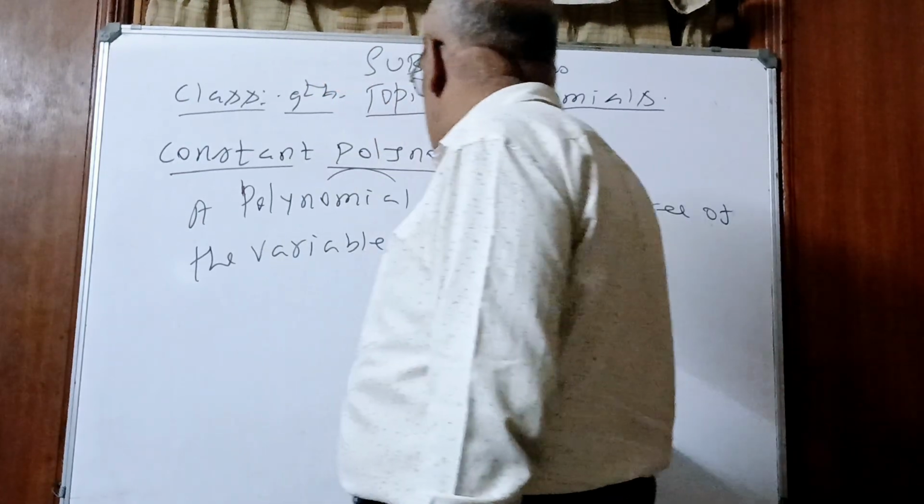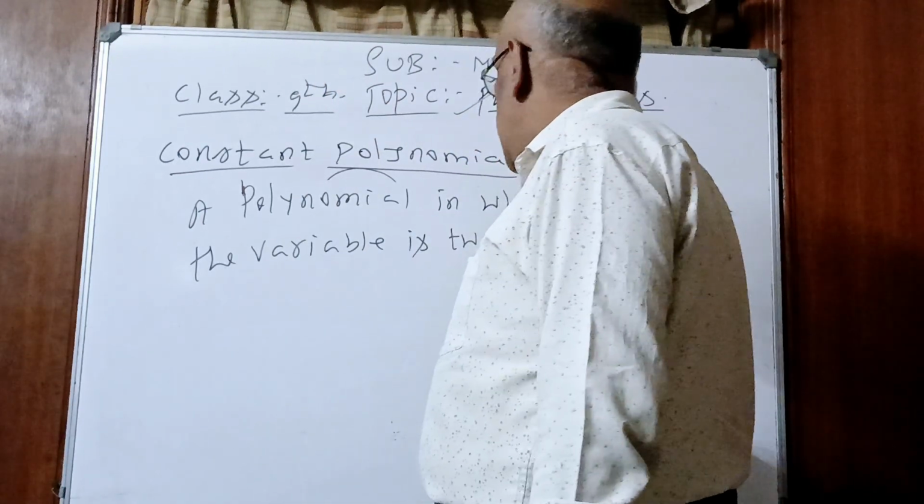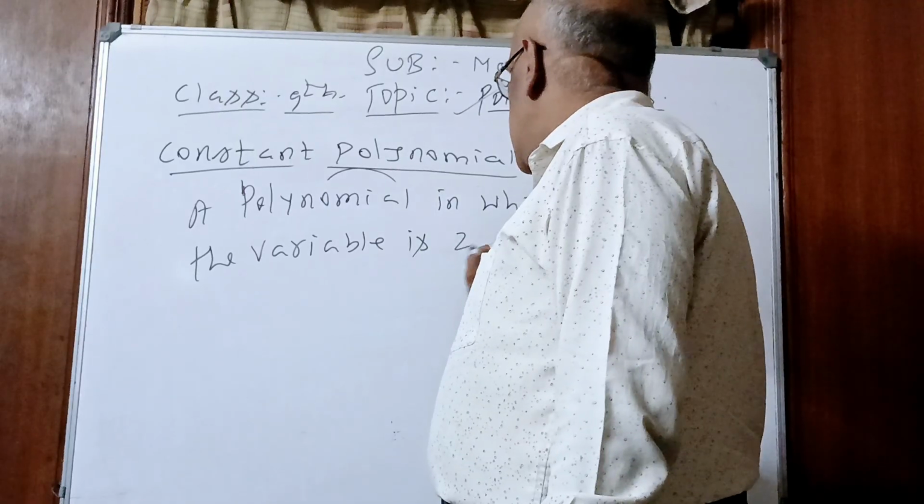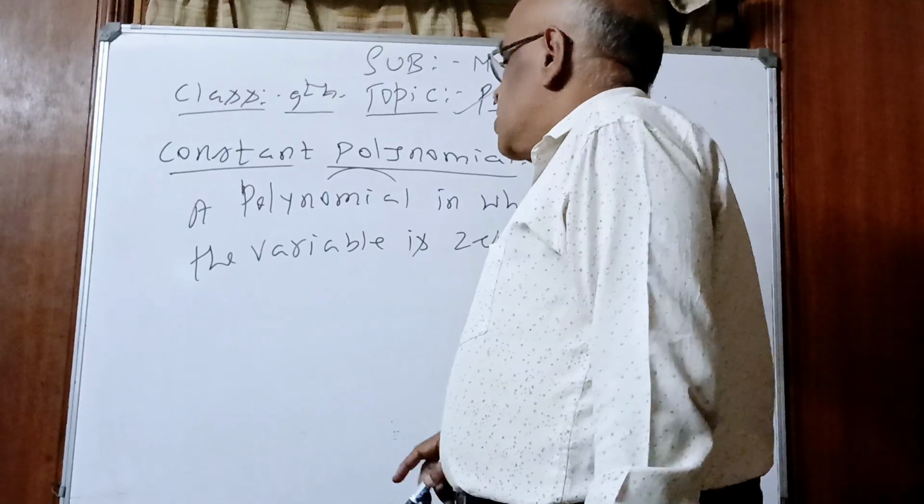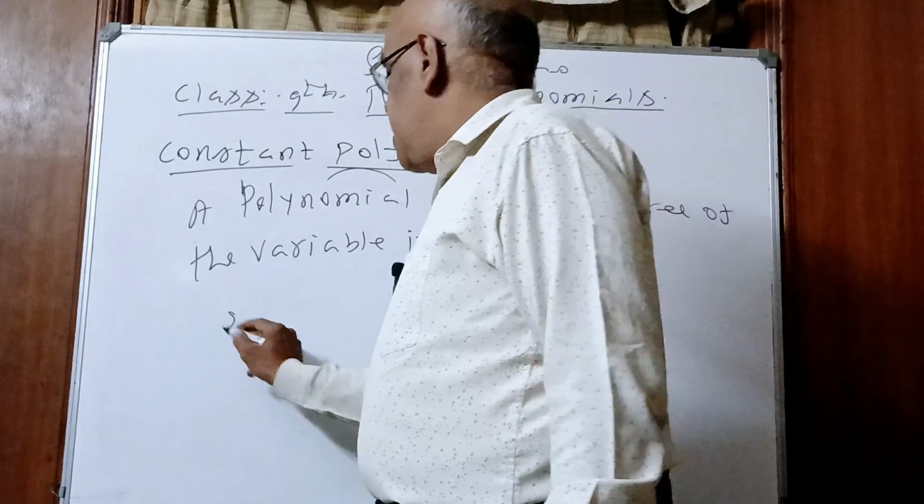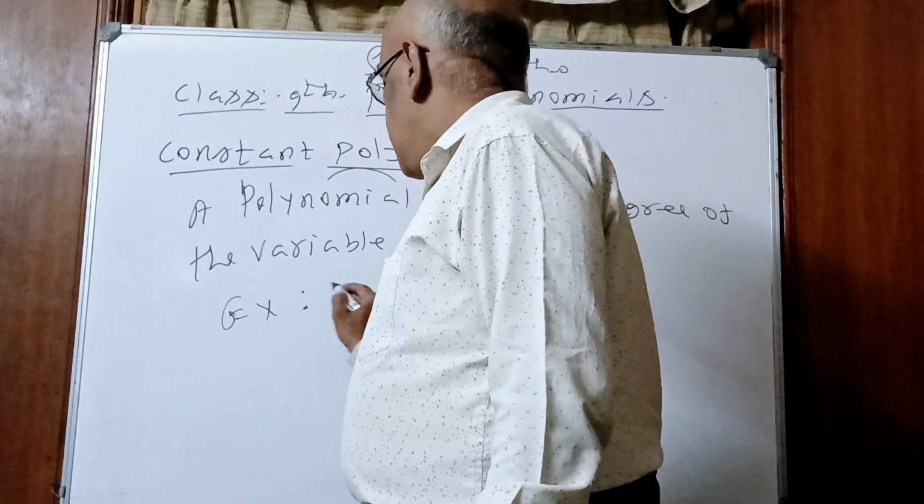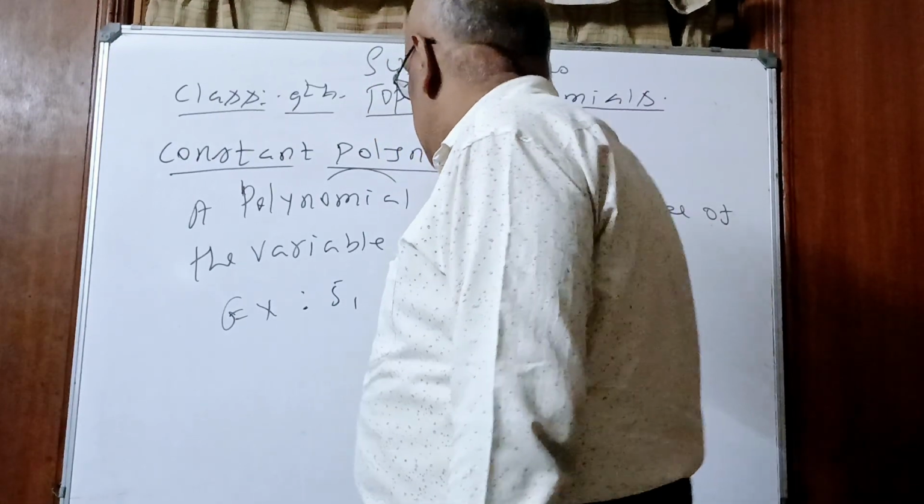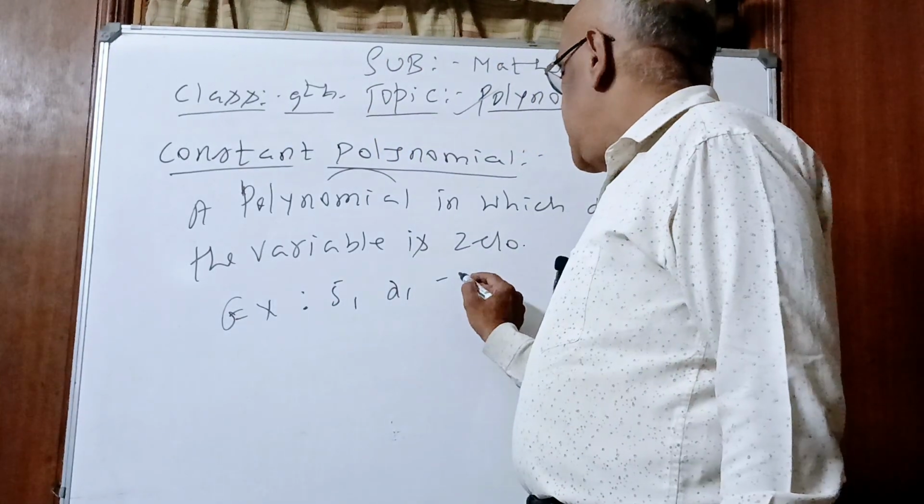Degree of the variable is 0. It's called a constant polynomial. Examples, children: 5, 2, minus 6.